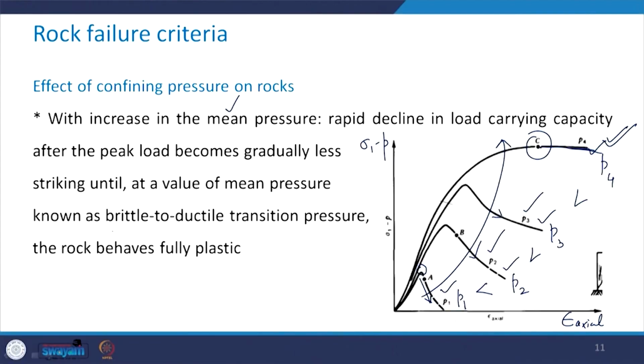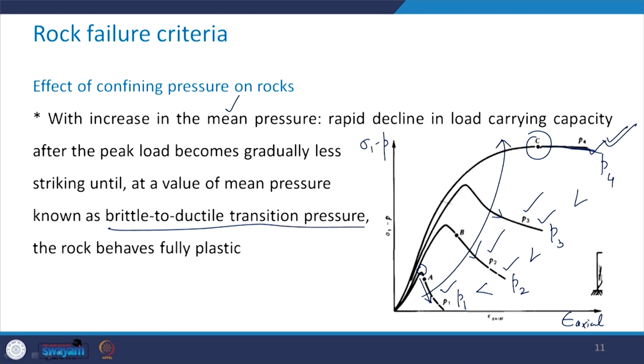So with increase in the mean pressure, there is a rapid decline in load carrying capacity after the peak load, and this rapid decline becomes gradually less striking as we increase the mean pressure. At a value of the mean pressure which is known as brittle to ductile transition pressure, the rock behaves fully ductile. This is a very important phenomenon in rock mechanics.